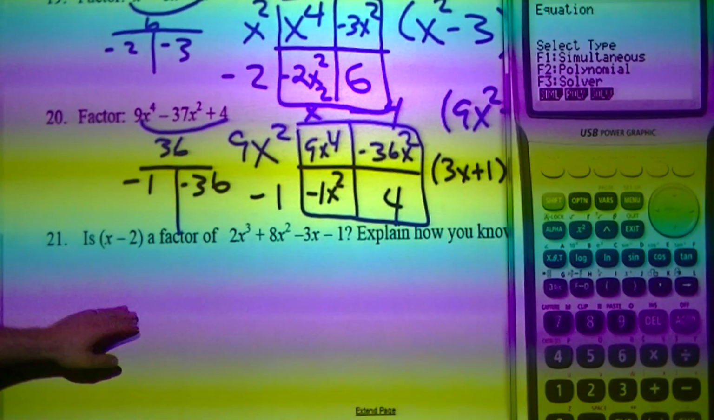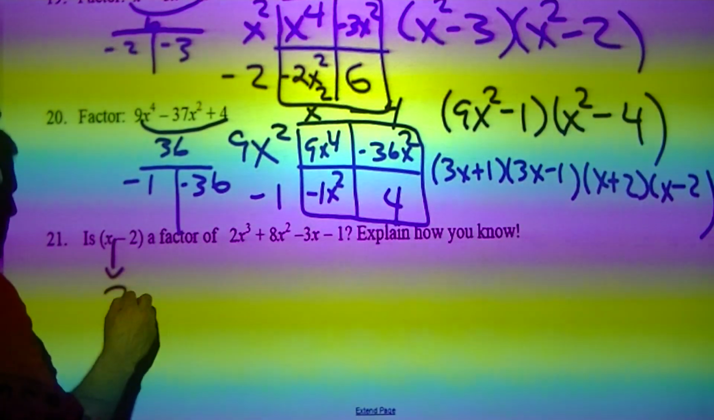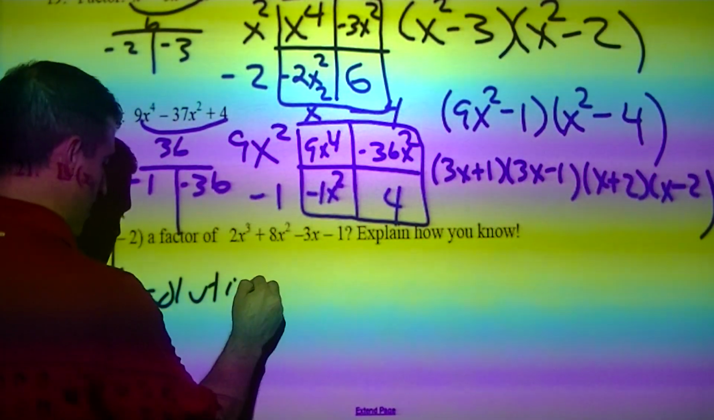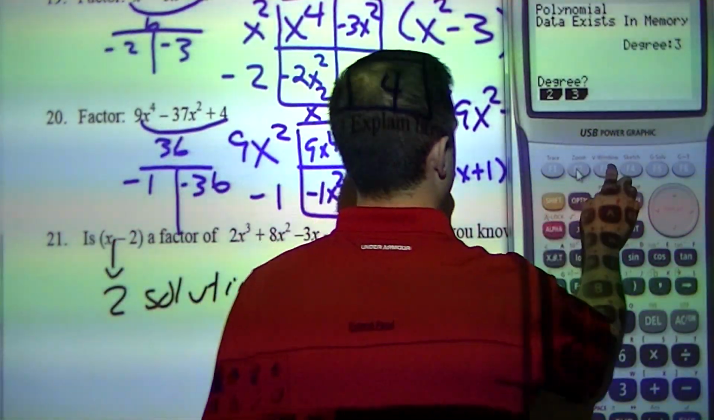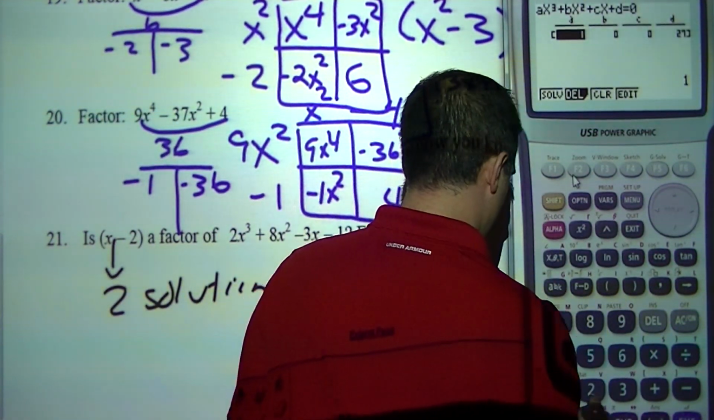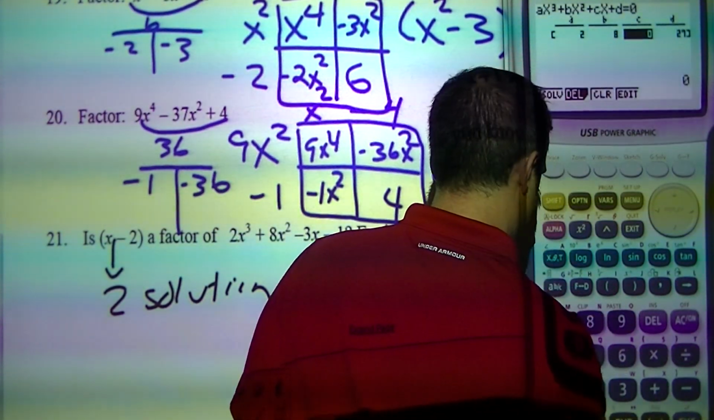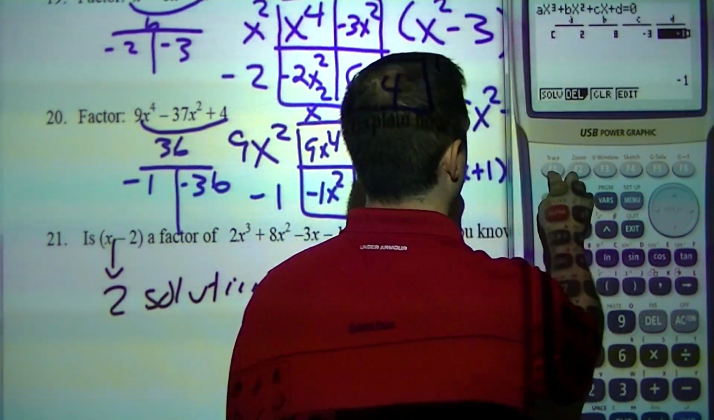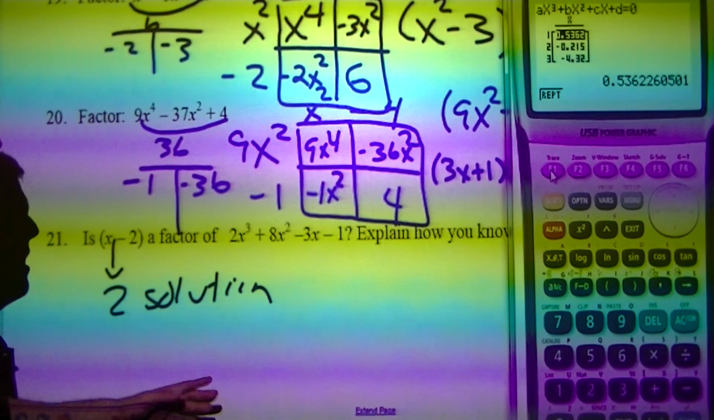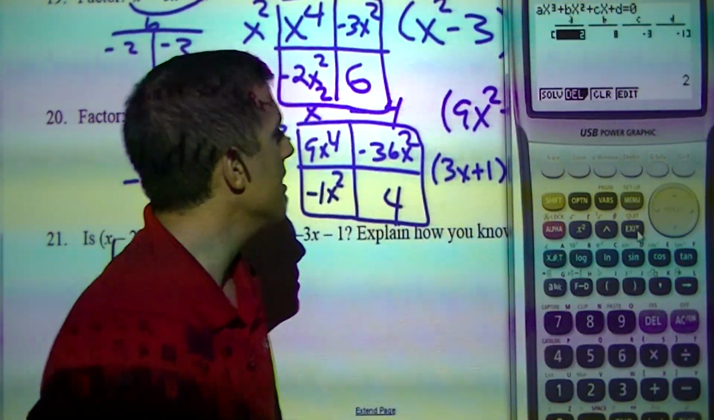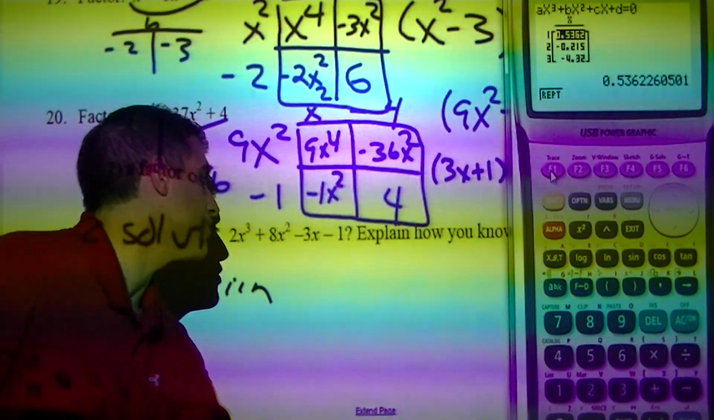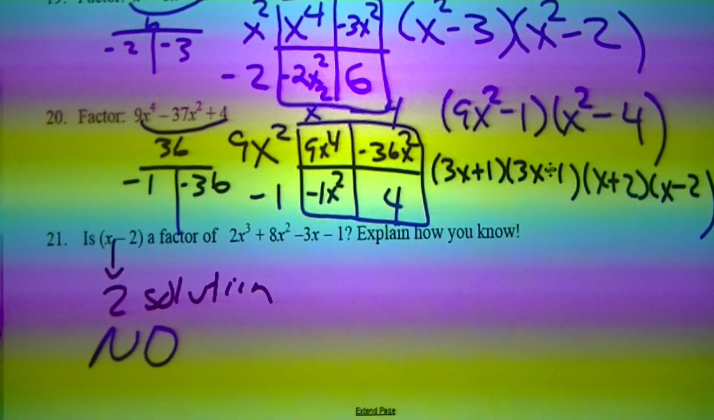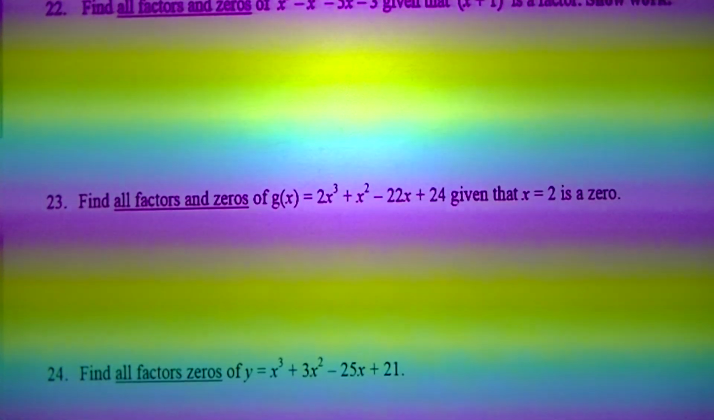All right, the only way this is a factor is if 2 is a solution. If 2 is not a solution, that's no good. Okay, so I got degree 3. I'm going to have 2, 8, negative 3, negative 1, and I'm going to hit solve. Let me make sure I type that in right. Yep, as you can see, I don't have 2 for a solution. So this answer is no. All right, moving on.